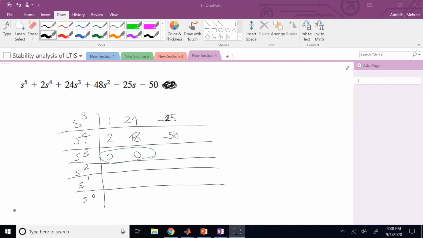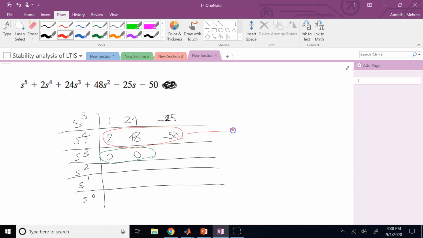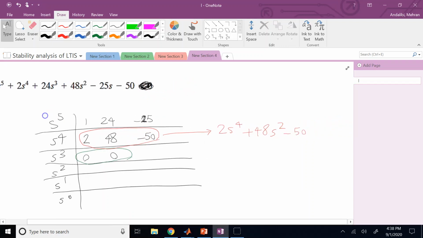As it says, we form an auxiliary polynomial using the coefficients of the last row. So the row right before the zeros is this row. And what kind of auxiliary polynomial does it give me? Well, if you look, this 2 was for s to the 4, so it is going to be 2s to the 4. The 48 was for s squared, so plus 48s squared. And then the negative 50 was just the constant. So this is going to be your auxiliary polynomial p of s.